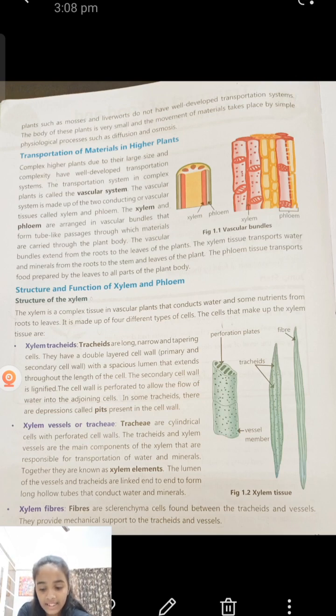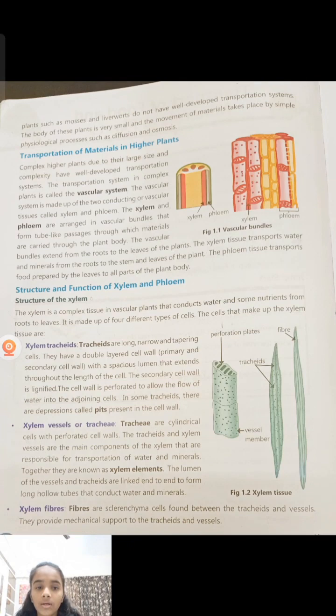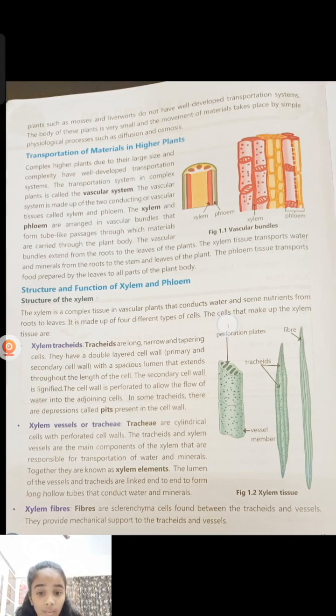Now question number 16. Describe the secondary cell wall of tracheids. The answer is, the secondary cell wall is lignified. The cell wall is perforated to allow the flow of water into the adjoining cells. Now, question number 17. What are pits? In some tracheids, there are depressions called pits present in cell walls.